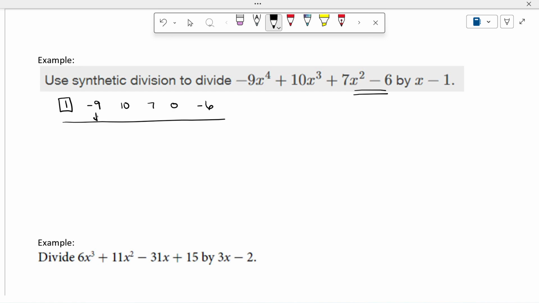Straight down, multiply, add, multiply, add. Multiply, add, multiply, add. So what does this tell us? It tells us x minus 1 is not a factor.